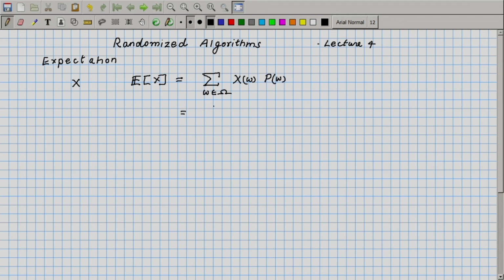In other words, this is equal to the sum over all x belonging to the real numbers, where X(omega) denotes the value that the random variable takes when the sample point is omega, of x times the probability that X is equal to x. This is what we defined as the expectation of a random variable. We will see many properties of expectations of random variables today. The first property that we will learn is known as linearity of expectation.